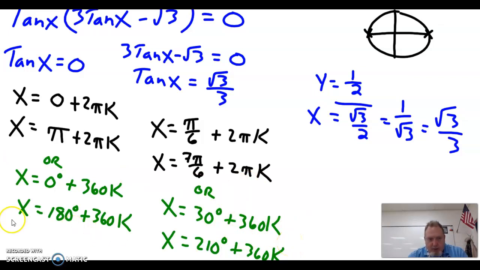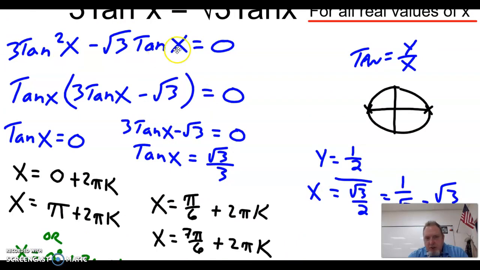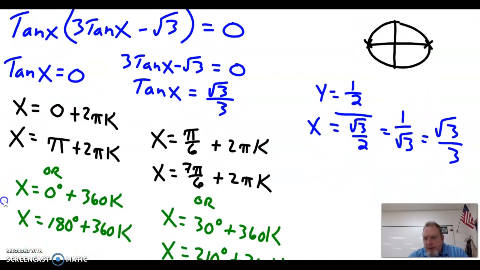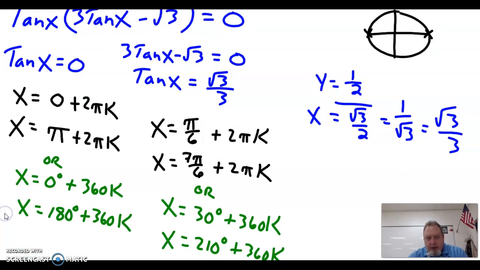So just a quick review on this one. You've got to solve, factor the tangent out and solve. And then you want to know where tangent is 0 and where tangent is square root of 3 over 3. So you're going to have to look at your unit circle and your x and y values for that in order for that to happen.